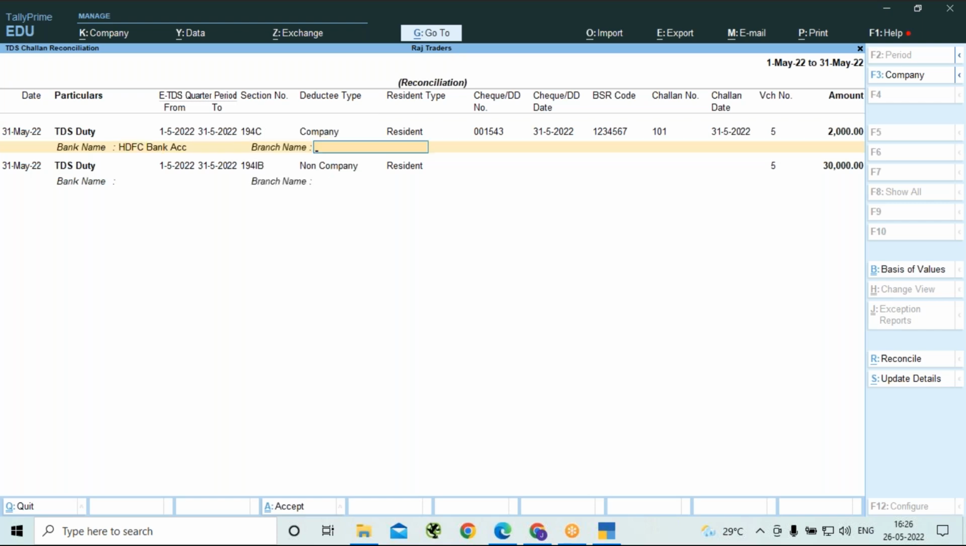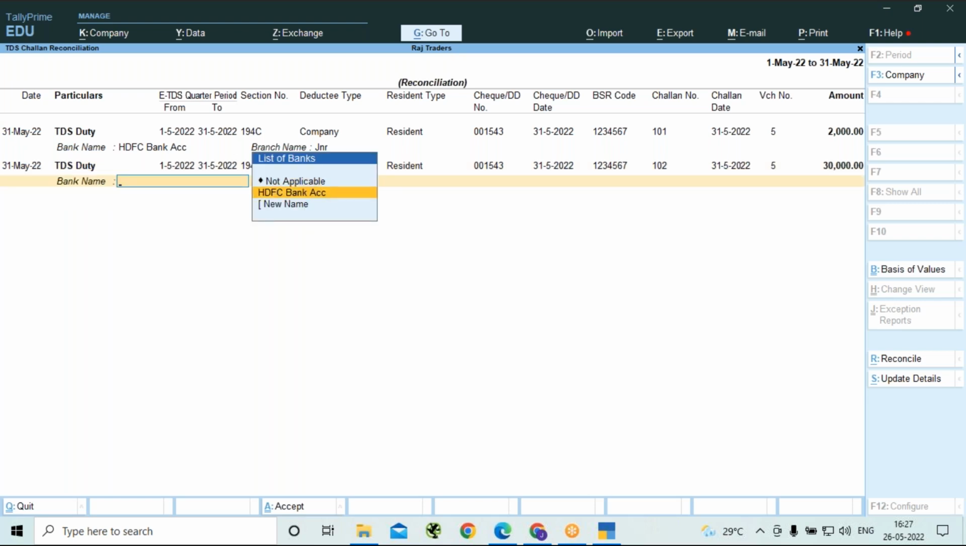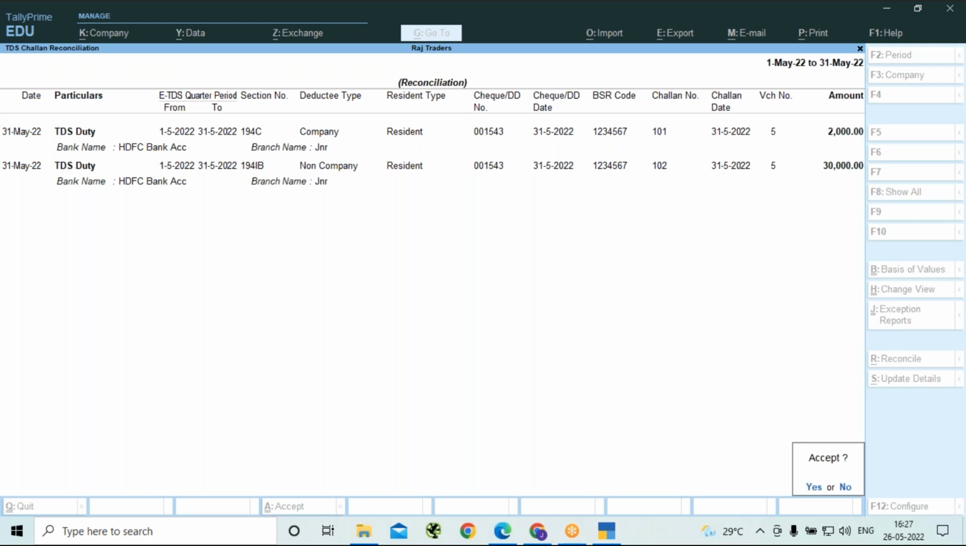Yeah. So now you can choose the bank. Let me give the branch name. Same way, I have to feed it over here. Let's assume that I made a payment with one cheque, because I made only one payment entry and all this amount has been paid through one cheque only. And another challan. So I'll accept this screen.